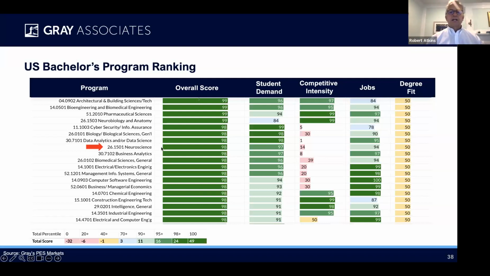Today we're going to look at neuroscience, which is not quite in our top slot, 98th percentile overall, very strong student demand, lots of competition. You can see it's only at the 14th percentile for competition. That's not great, but good job market at the 94th percentile. And we've got a rank of 50. That's just a neutral ranking because we're looking at several different degree levels. So we can't really set it up to pick out or favor one degree level because that would be incorrect for the other degrees that we're looking at.